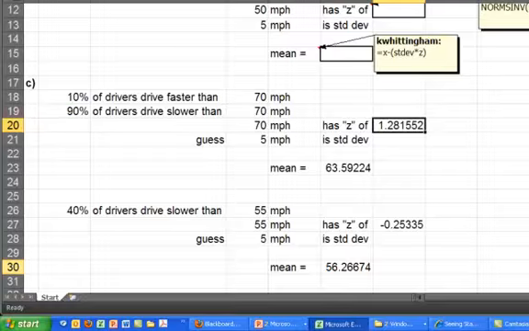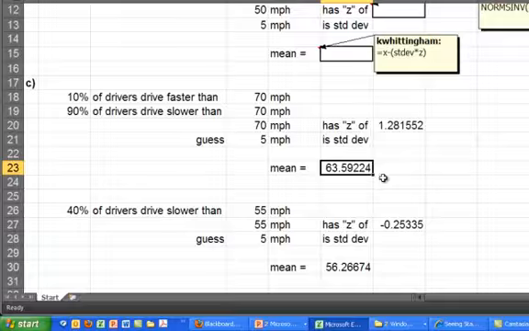Okay. And then I put in a placeholder for the miles per hour. I said, well, look, let's suppose we were at the same standard deviation as before of 5 miles per hour. What would the mean of that distribution be? Well, same approach. I came out to 63.59. Now, I don't know this for sure. I'm just taking a guess.